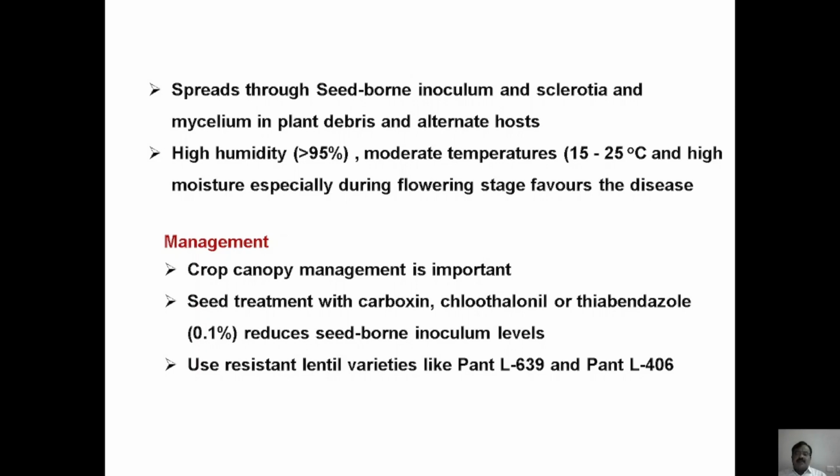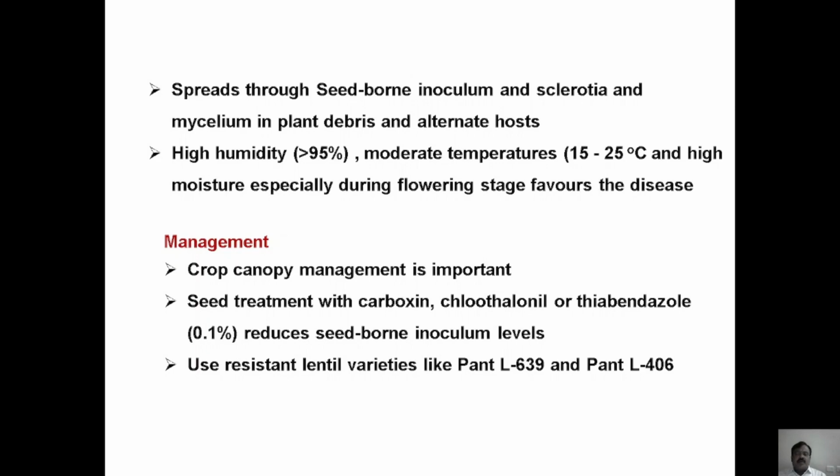Besides, the presence of sclerotia in the infected plant debris as well as in the alternate host is helpful in spreading this disease. Moderate temperature of 15 to 25 degrees, high humidity, that is more than 95%, and high moisture, especially during the flowering stage, favor the development of this disease. To manage this disease, crop canopy management is very important.